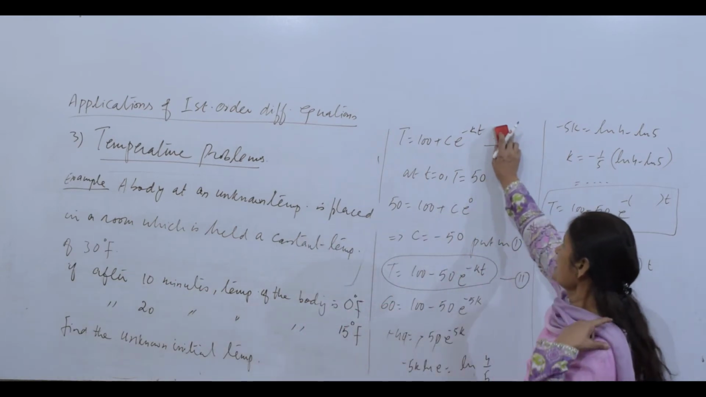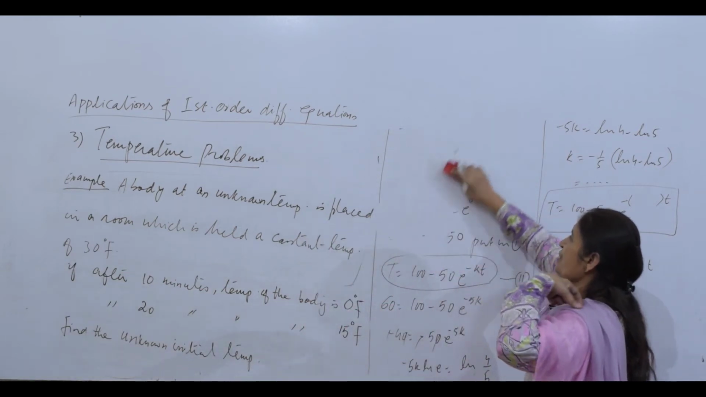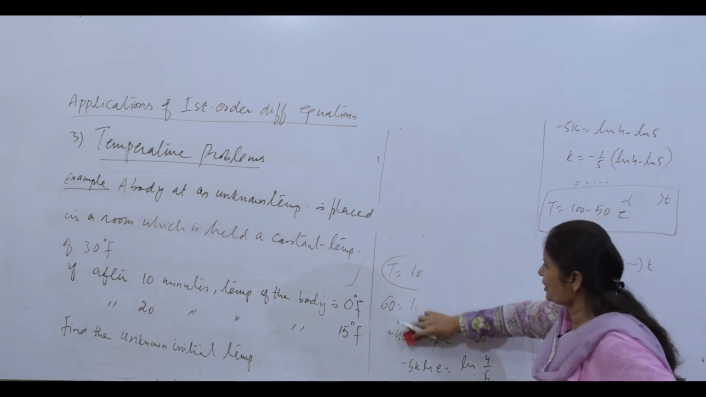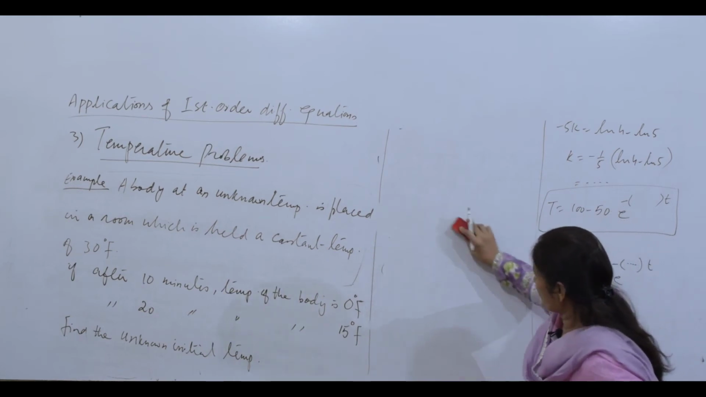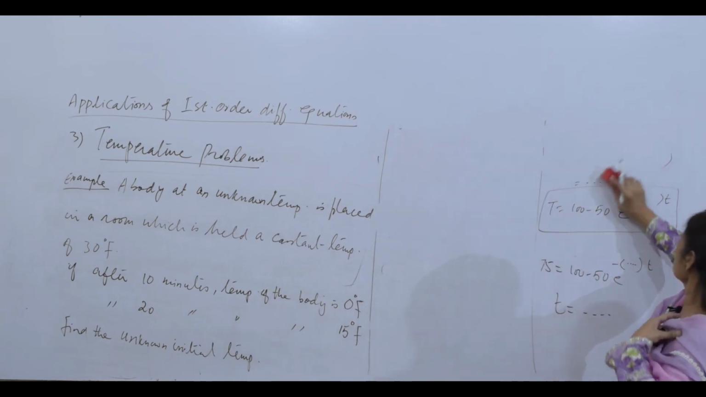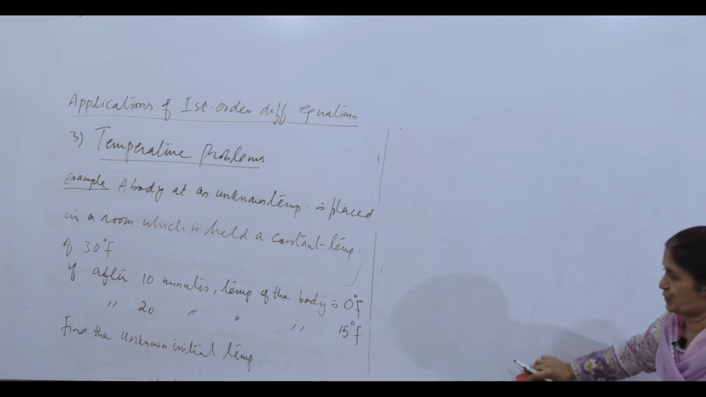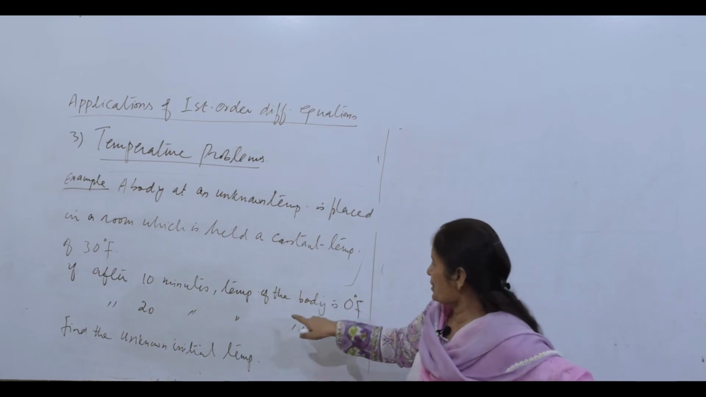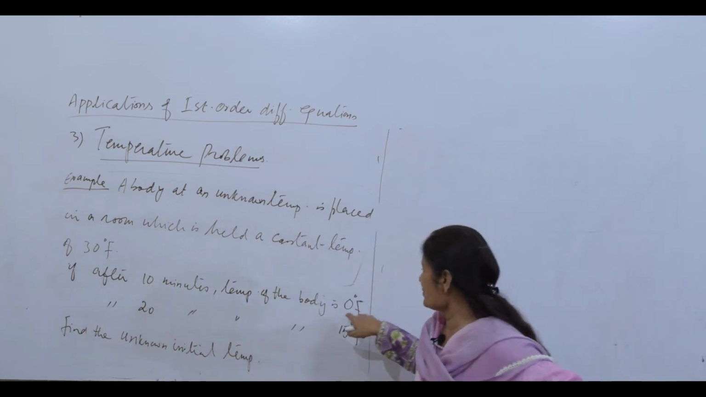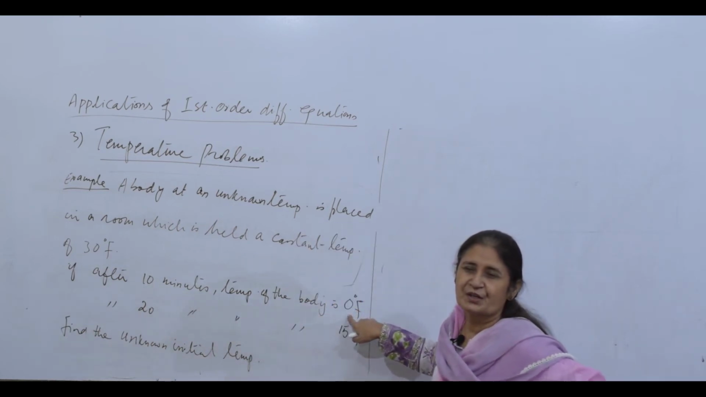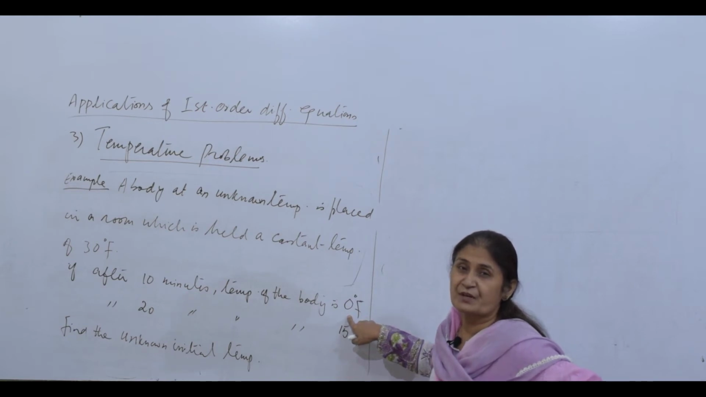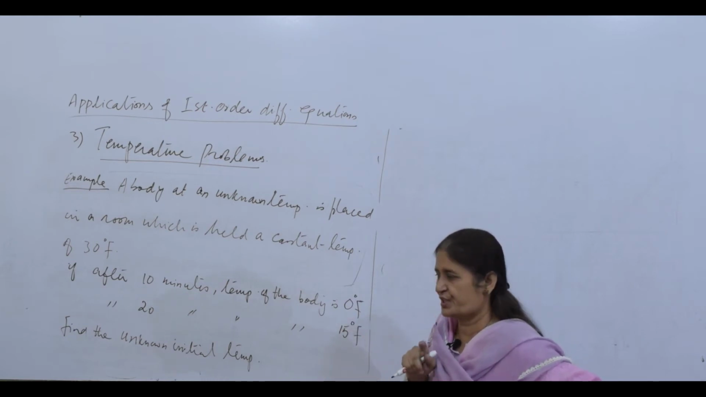If you are guessing, what will be the unknown temperature? It means the unknown temperature must be less than 0, negative, because look, after 10 minutes the temperature of the body is 0. It means before 10 minutes, initially, it is less than 0, it is negative.